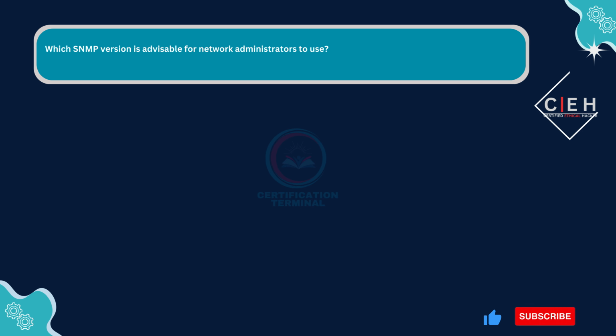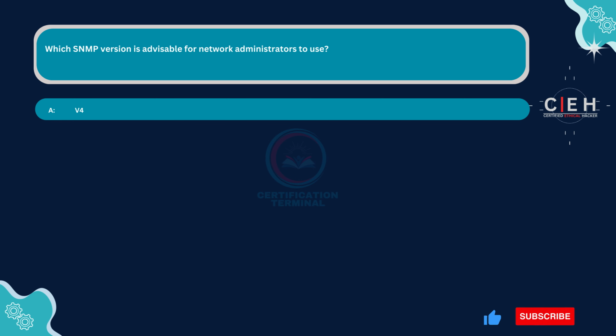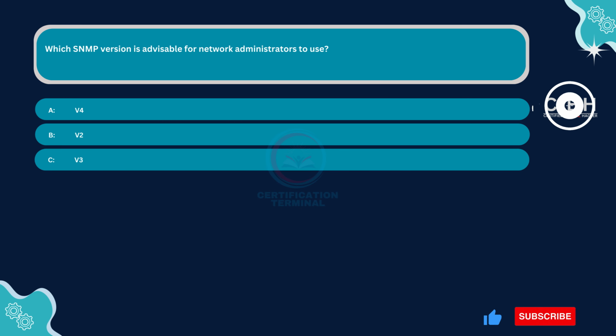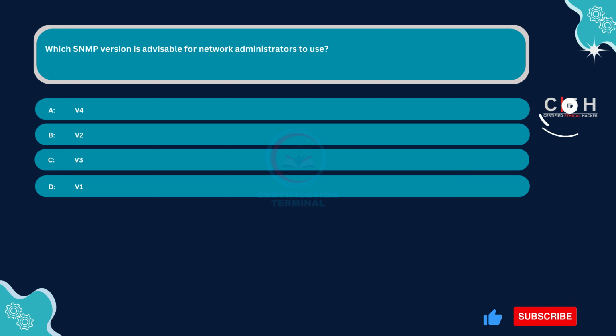Next question. Which SNMP version is advisable for network administrators to use? Option A, version 4. Option B, version 2. Option C, version 3. Option D, version 1. The correct answer is option C, version 3.